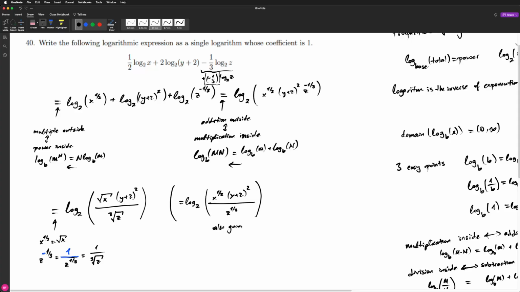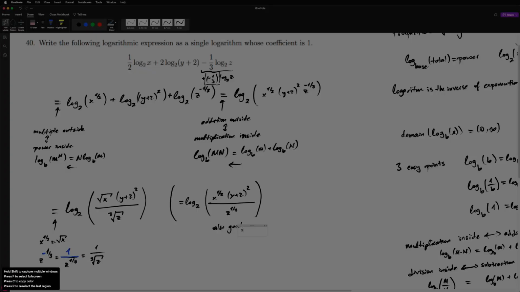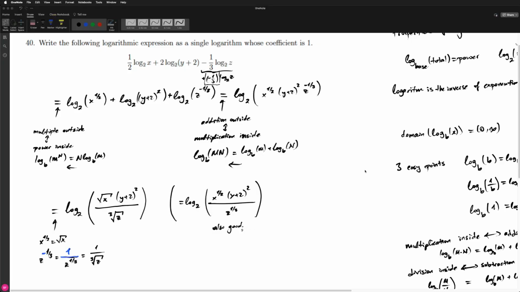Let me quickly go to the answers and see if this was correct. And it is not correct. The answer is wrong on the answer key, I'll fix it. This is the correct answer.